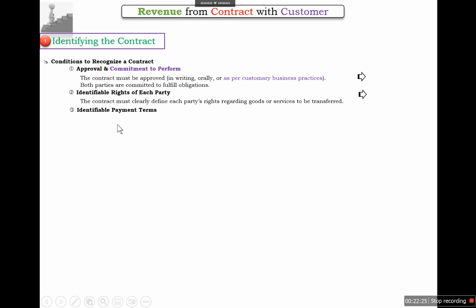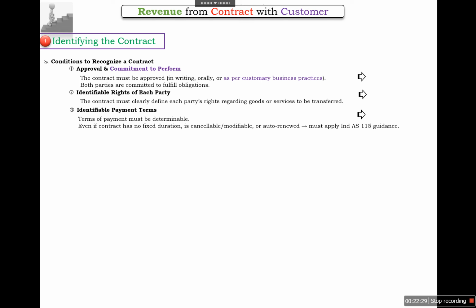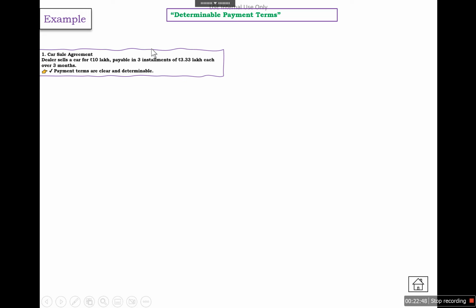The third condition is that the payment should be identifiable. Terms of payment should be identifiable even if the contract has no fixed duration and is cancelable, modifiable, or auto-renewed, and we need to apply Ind AS 115 if the terms are identifiable. So let's take a few examples.